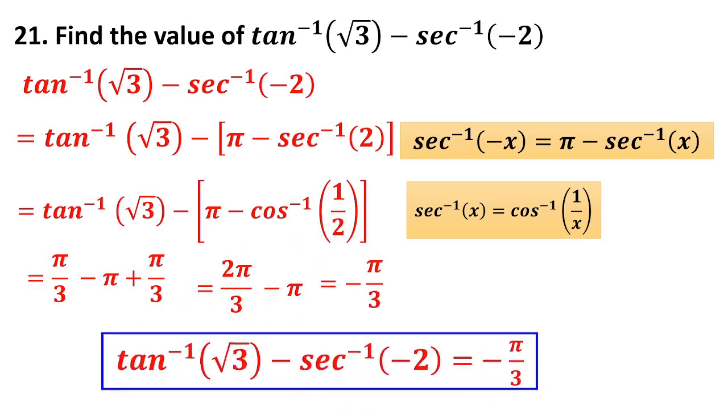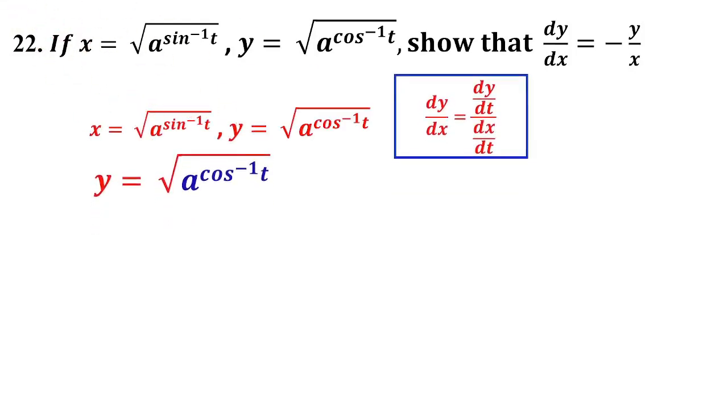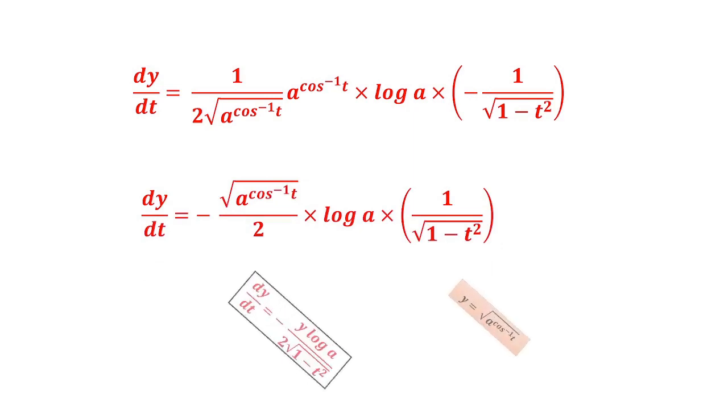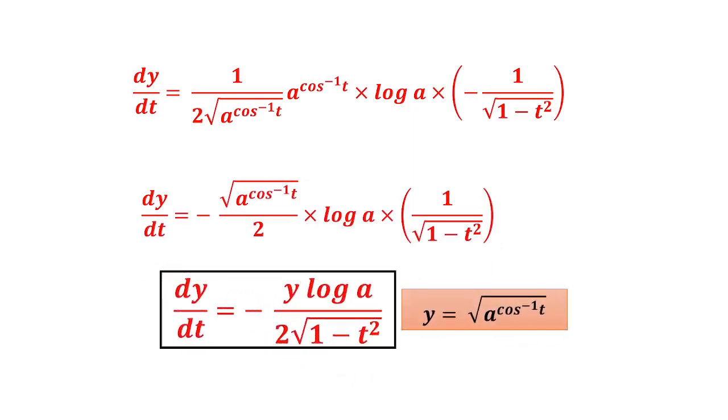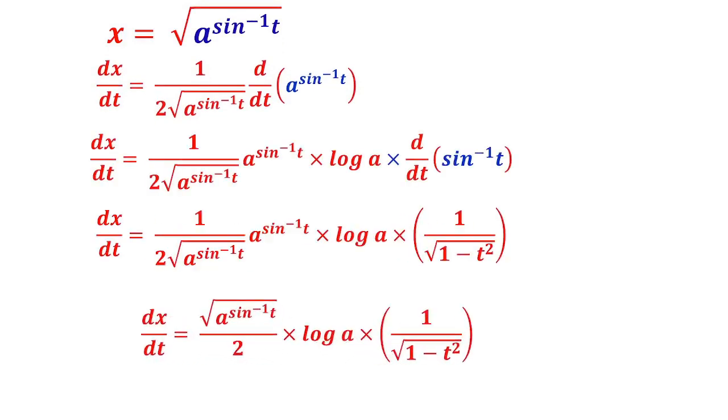If x is root a power sine inverse t, y is root a power cos inverse t, show that dy by dx is minus y by x. Let us use the function of function rule, the chain rule, to get y is equal to square root of a power cos inverse t. I am finding its dy by dt, and it is being simplified, and I got it as minus y log a by 2 into root 1 minus t square, making use of chain rule. Similarly, for x is equal to square root of a power sine inverse t, again the chain rule is applied.